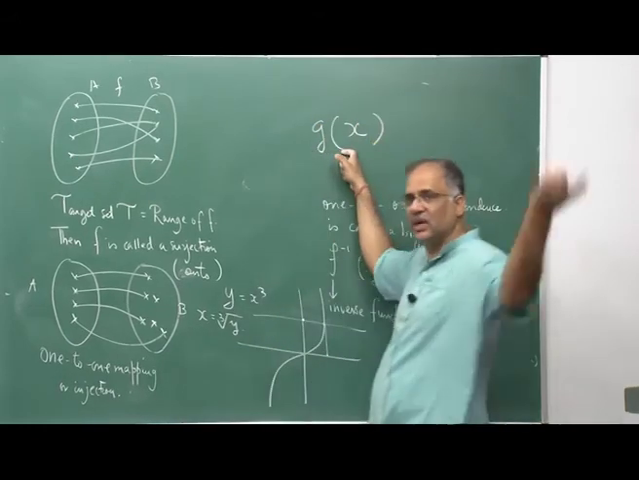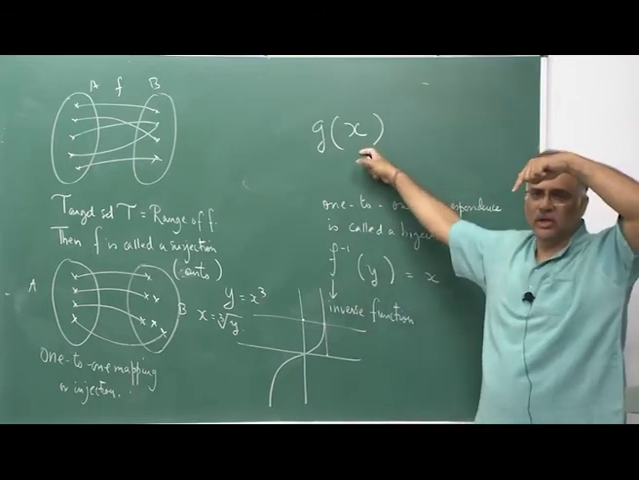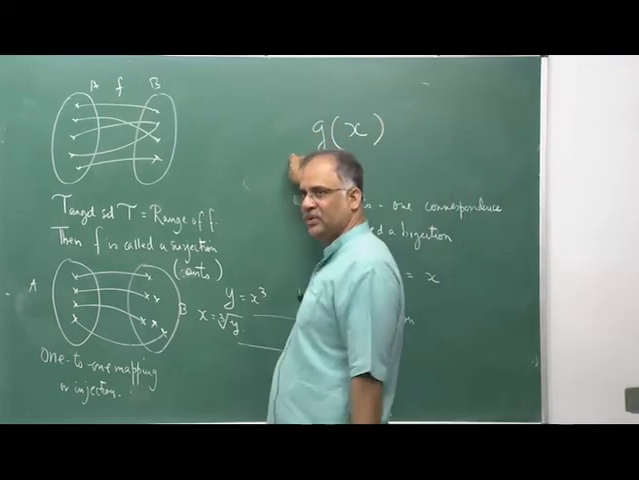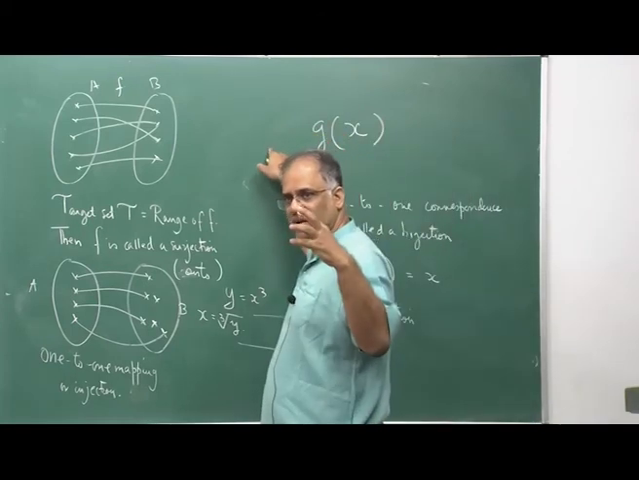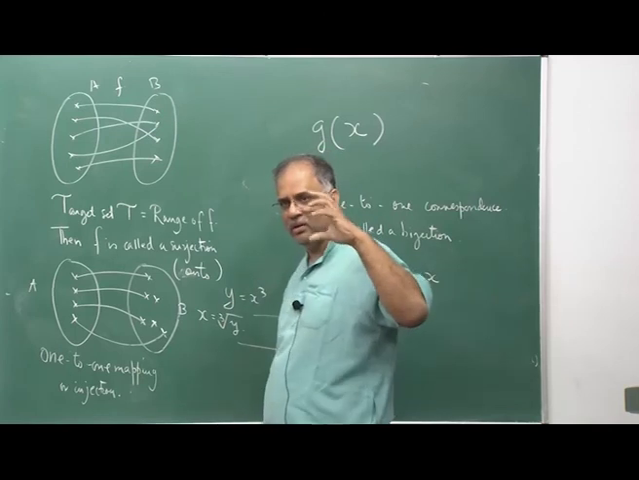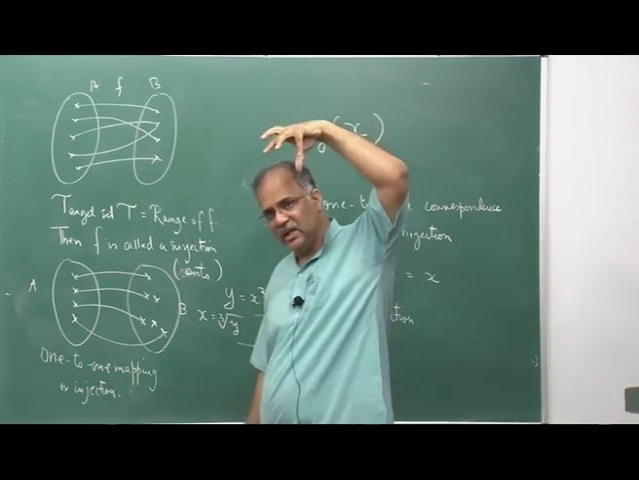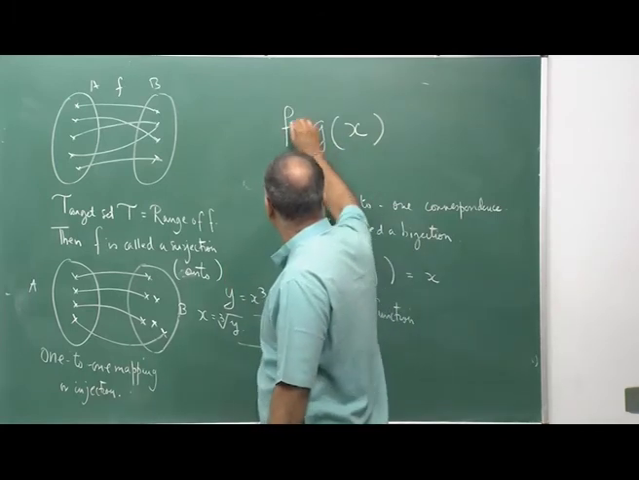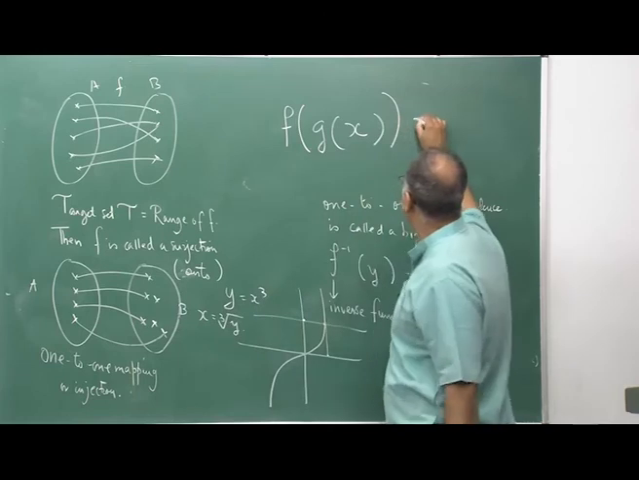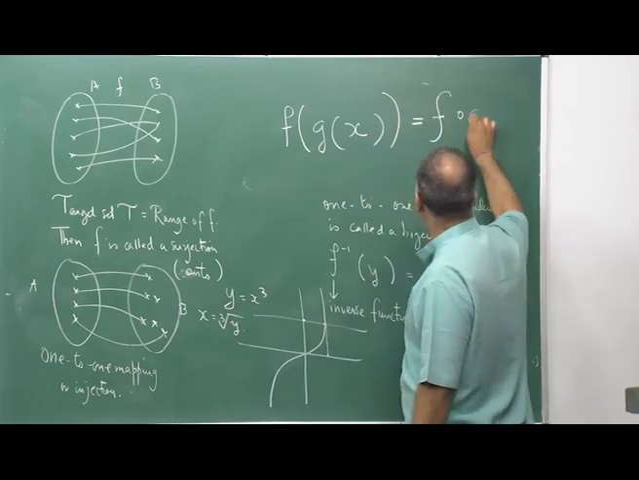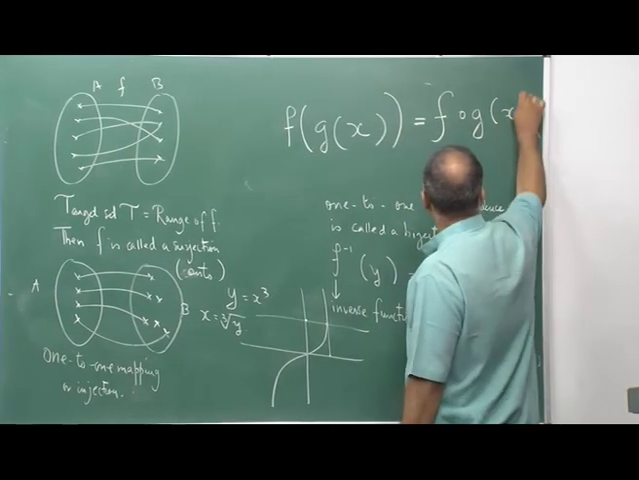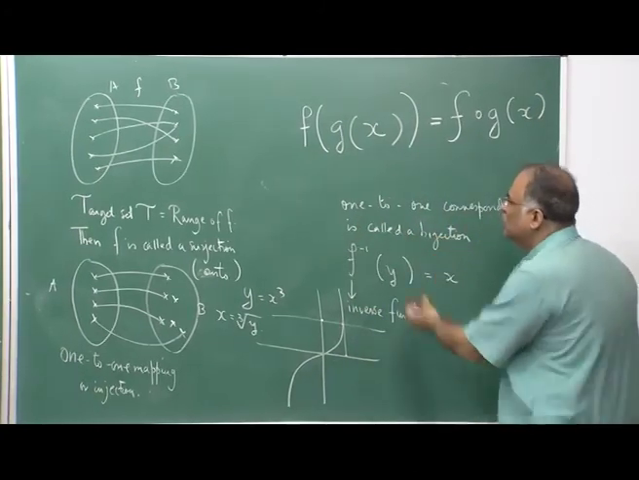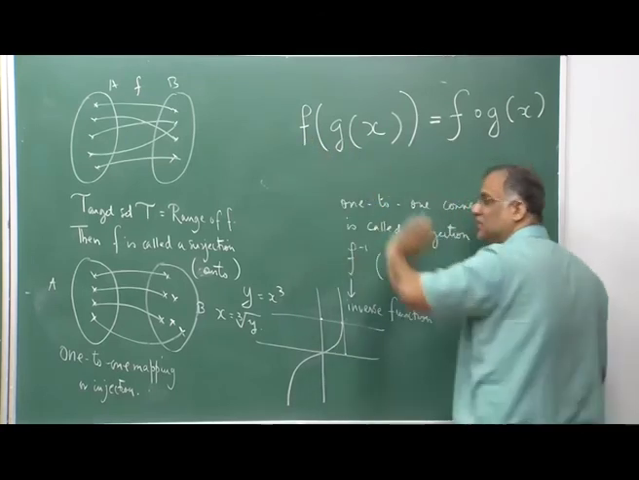Now, g of x is in the range of, or in the codomain of, g, and it must lie in the domain of f. So, if I operate g and then f on this, then we call this f composed with g of x. I would allow you to take a little bit of time and think how to sort out the codomain matter for this.